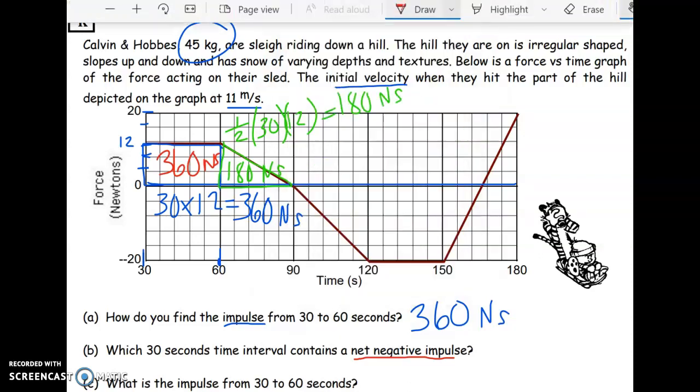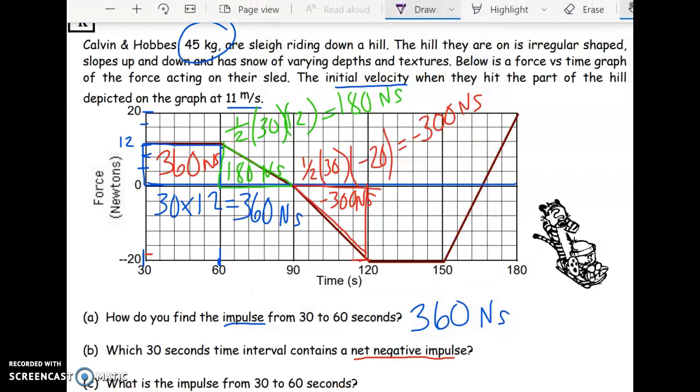For our next portion of the graph, from 90 to 120 seconds, it would be this triangle here. So again, area of a triangle, 1/2 times the base of 30. And then the height, the amount of force, goes all the way down to the bottom, which was at the -20 mark. So our force is -20. If we put that in our calculator, 1/2 times 30 times -20, that's going to give us -300 newton seconds.